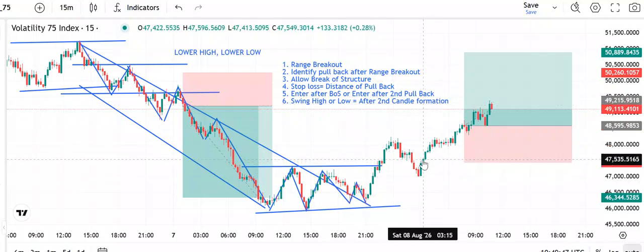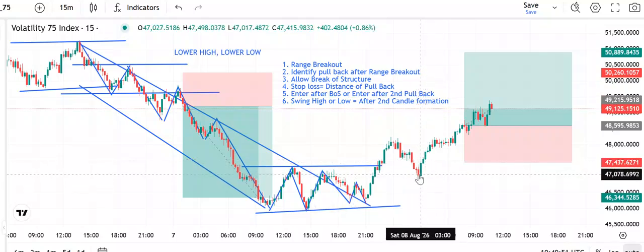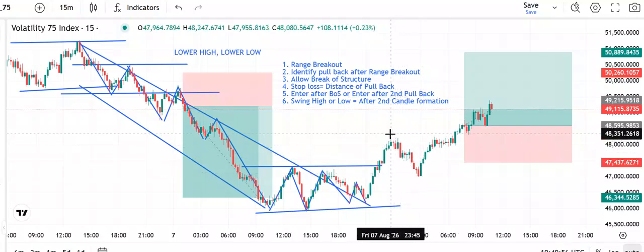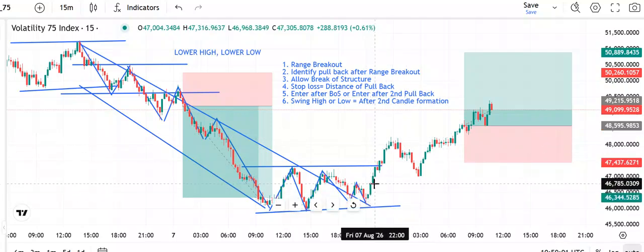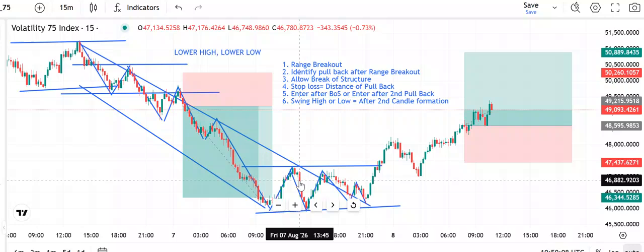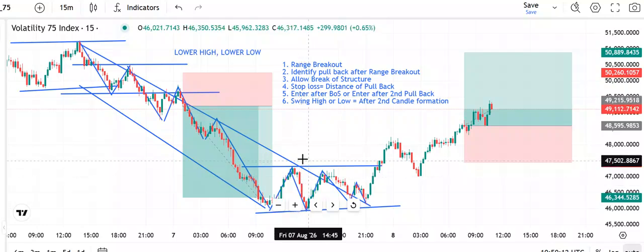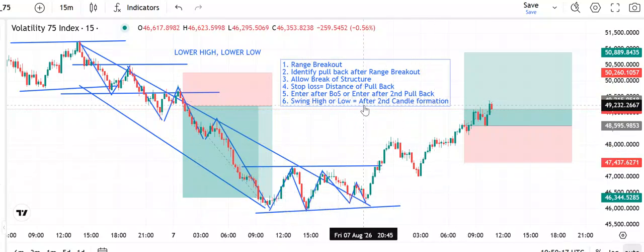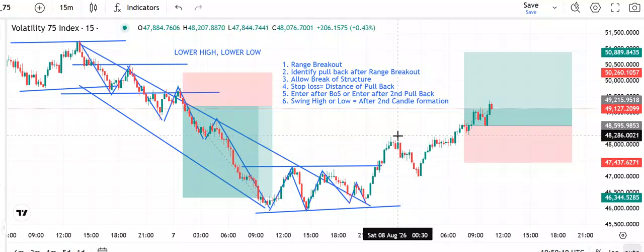So this second candle formation is showing that you have a swing low. 1, 2. This second candle formation is showing that you have a swing high. 1, 2. This second green candle formation here shows that you have a swing low. 1, 2. This second red candle here shows that you have a swing high. So that should guide your trade entry.